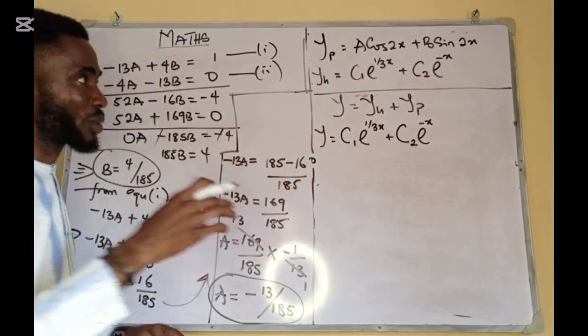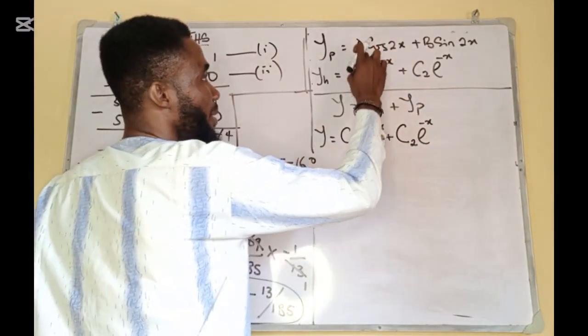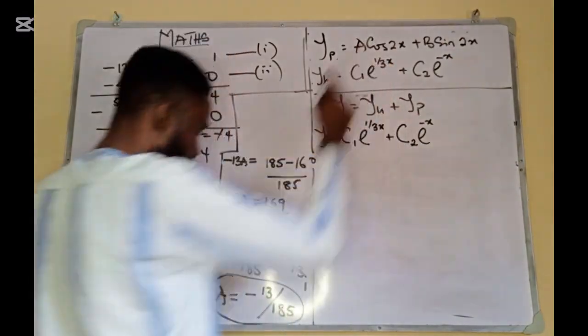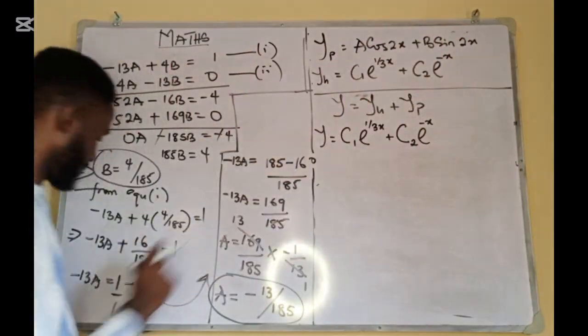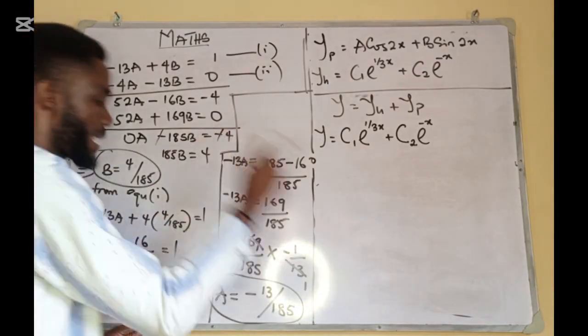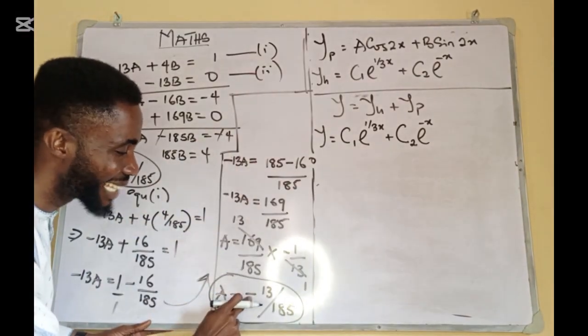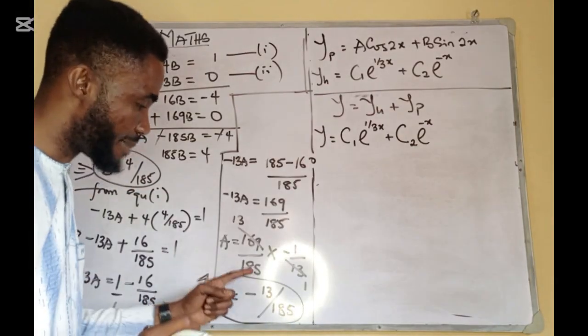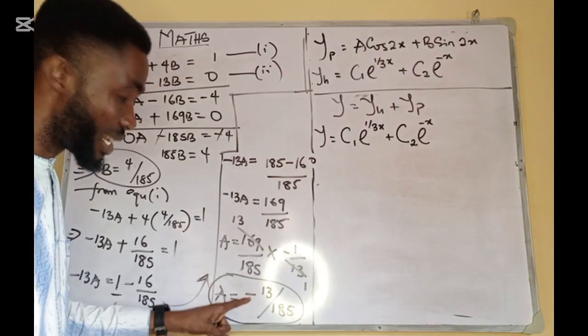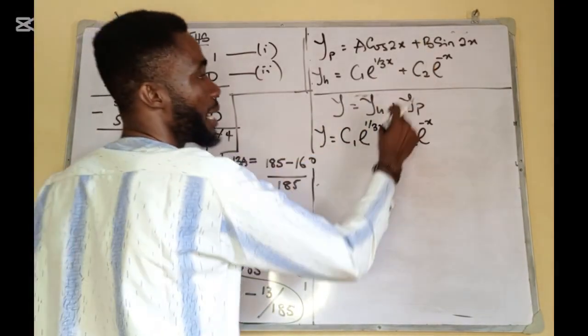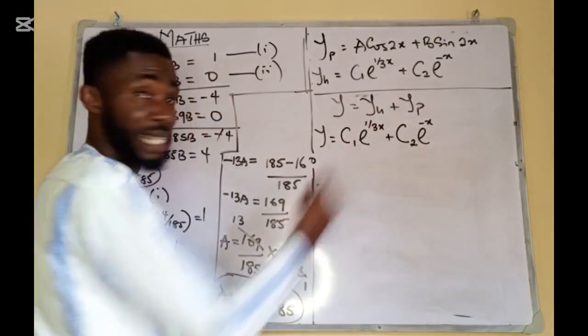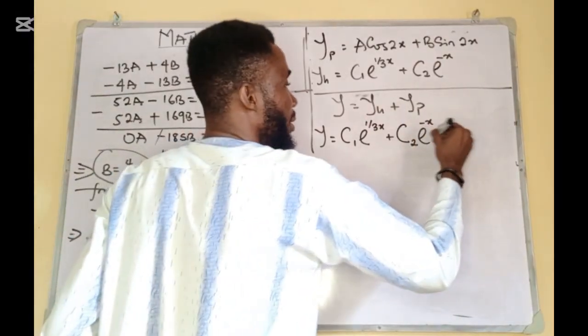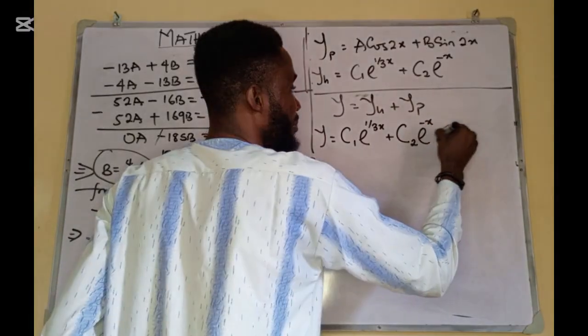Now for the y particular, that's what I have here. Y particular, now I will add this function. I've gotten my a, I've gotten my b. So what's my a? My a here has minus 13 over 185, so the value of our a is minus 13 over 185. So a is negative. So instead of leaving it positive, when it reacts, it becomes negative.